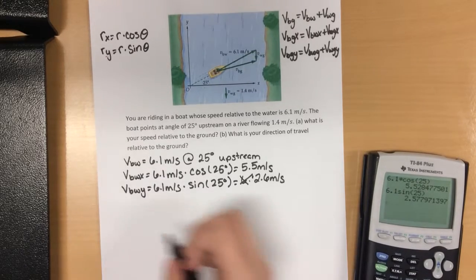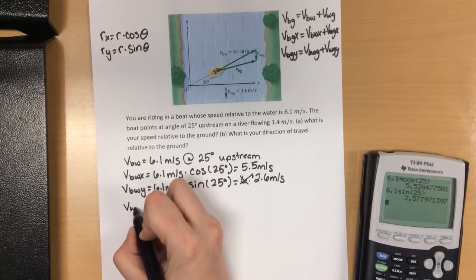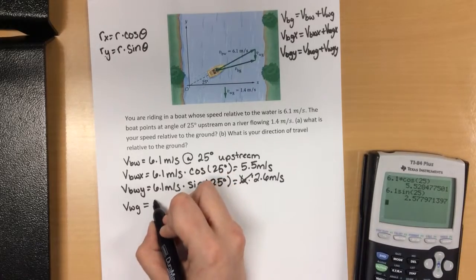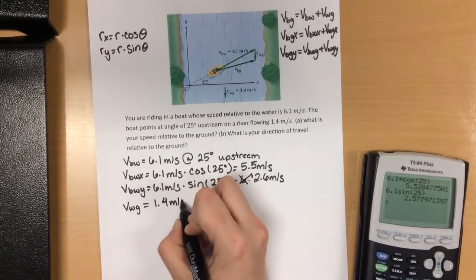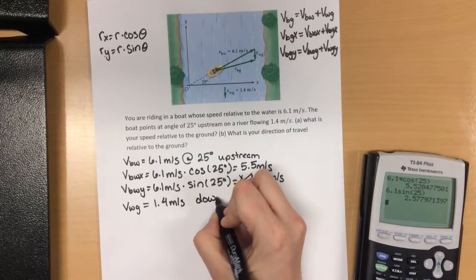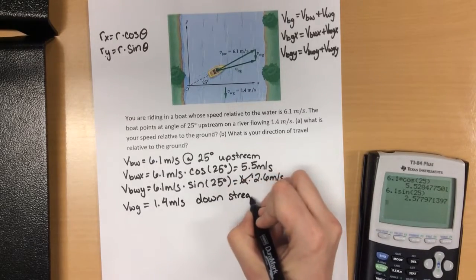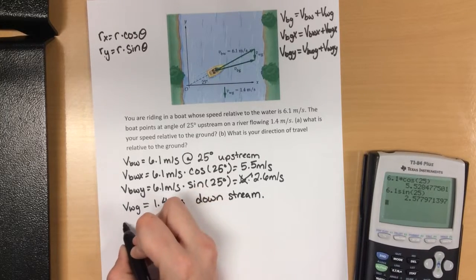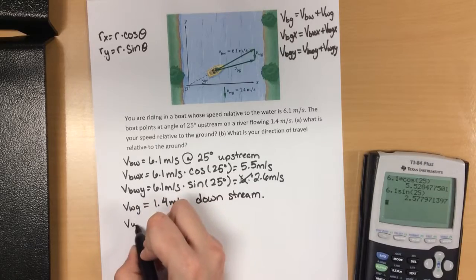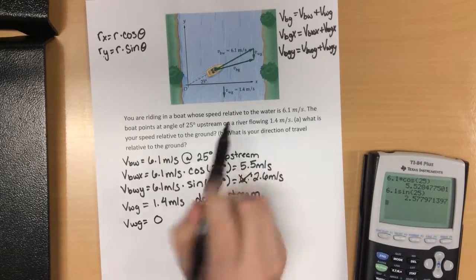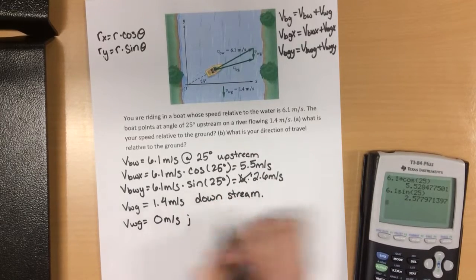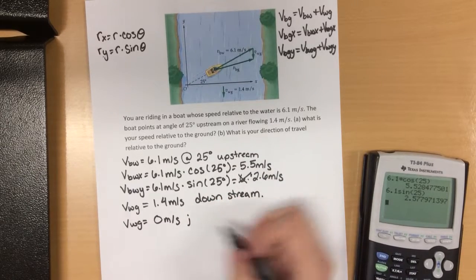Now we can go ahead and look at the velocity from the water to the ground. We are looking at the fact that it is 1.4 meters per second, and it is entirely downstream. As a result, we are going to see the fact that our x component is 0. We don't have any across for this. It's just straight up and down.